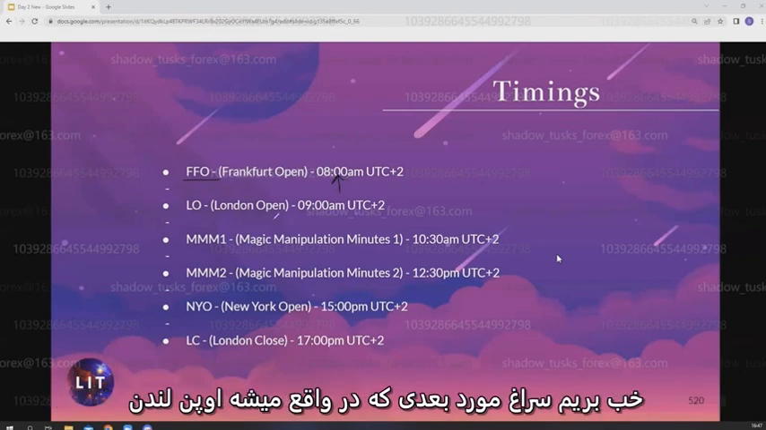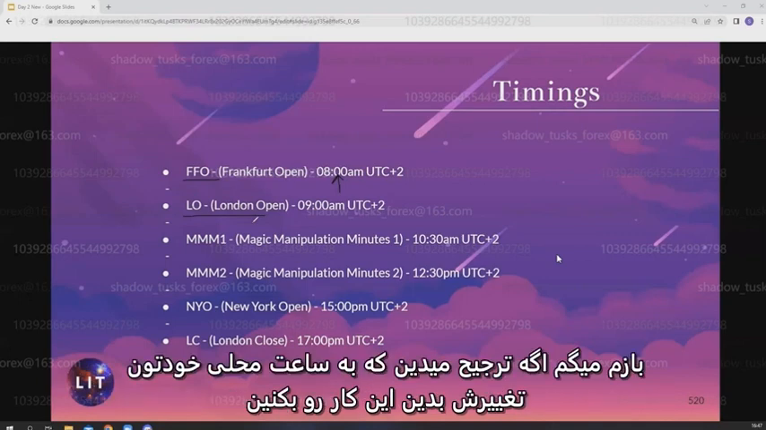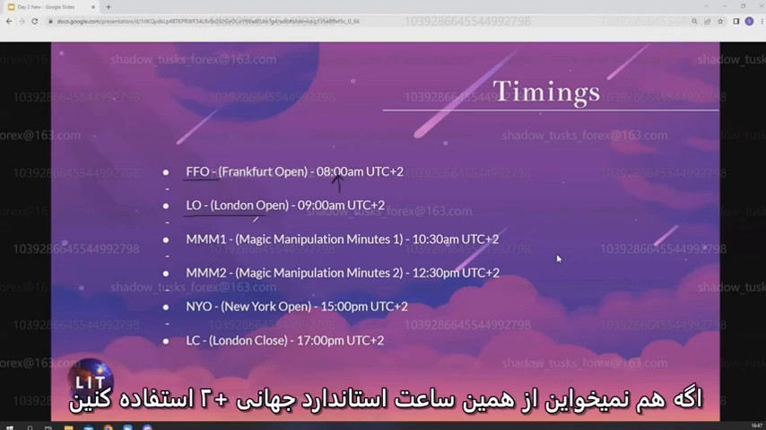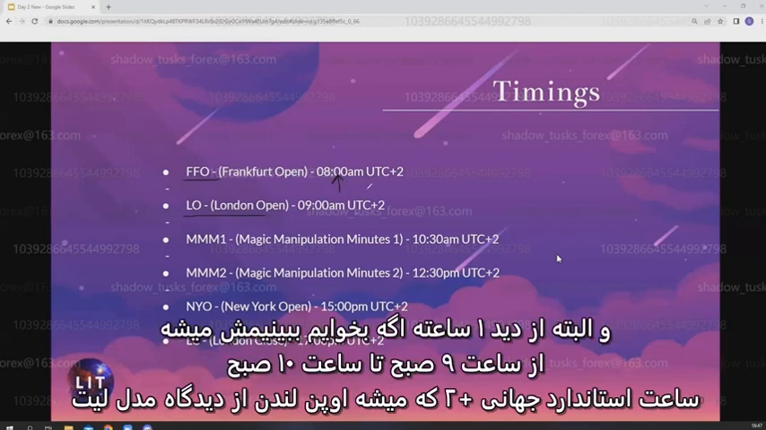So next we have London Open. London Open is 9 a.m. UTC +2. Again, convert if you prefer to convert to your own time zone. If not, use UTC +2. So that will be 9 a.m., 1 hour after Frankfurt Open, and that is comprised of a 1 hour window. So that will be 9 a.m. till 10 a.m. UTC +2, essentially the window of London Open the LIT way.